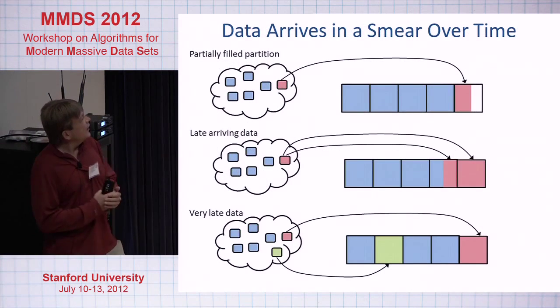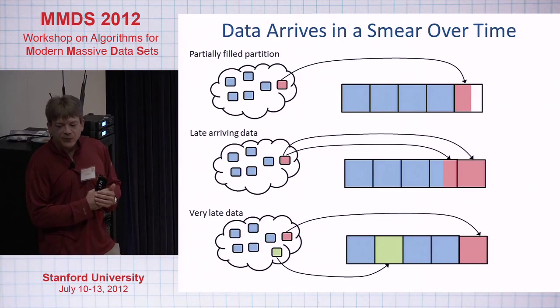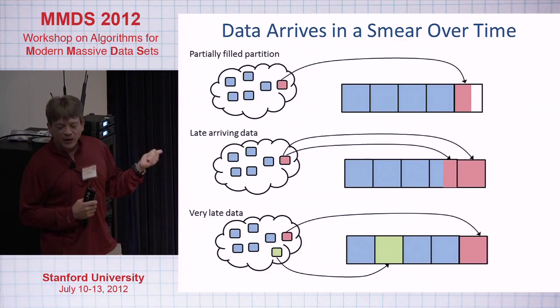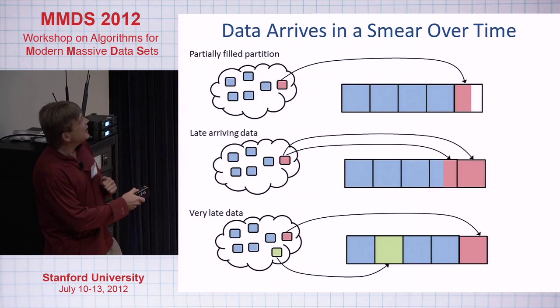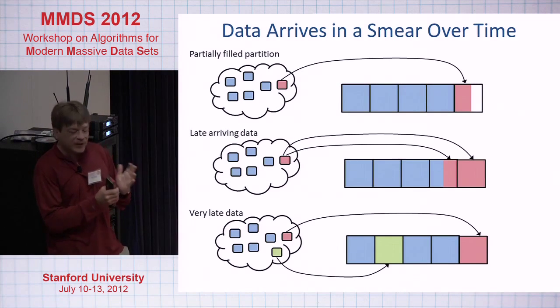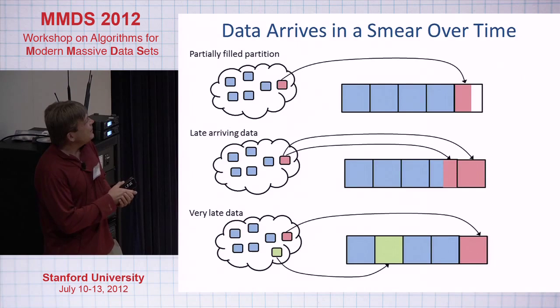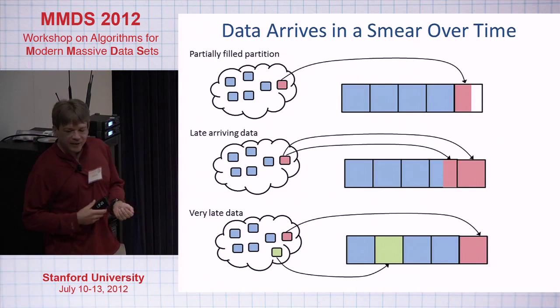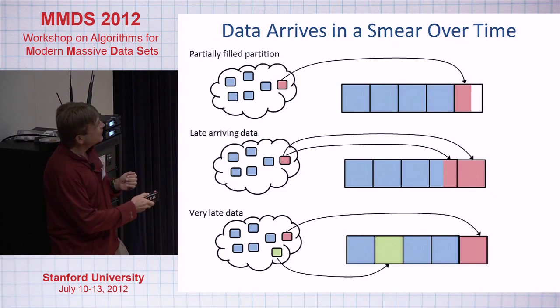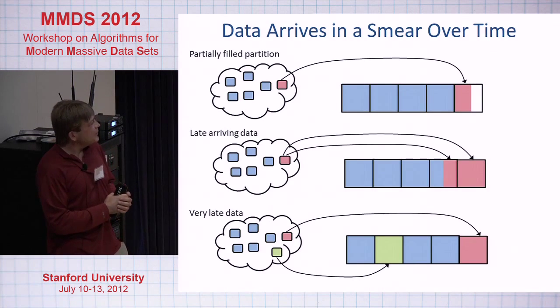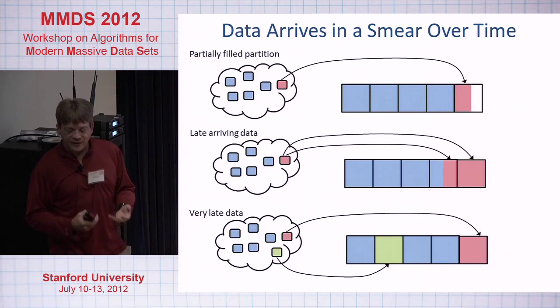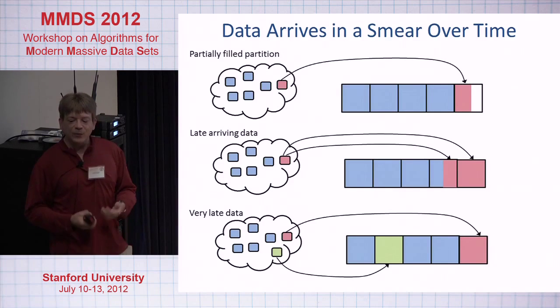So the idea is that why is there all this ambiguity? One reason is that data arrives in a smear over time. So usually when we get a data package, it doesn't fill up an entire partition. It might fill up just a part of it. And then because of that, we often get late arriving data. So the next data package might or might not fill up the preceding partition. And then sometimes you get really late arriving data, like an hour late, a day late, a week late.